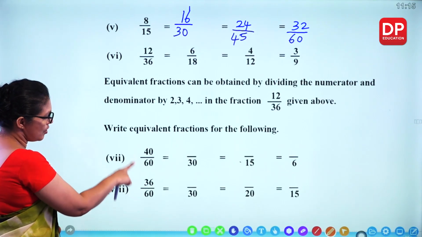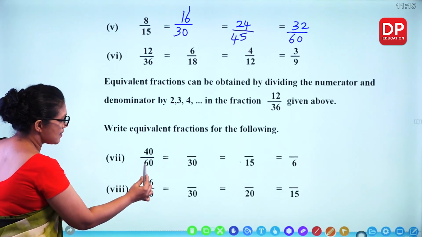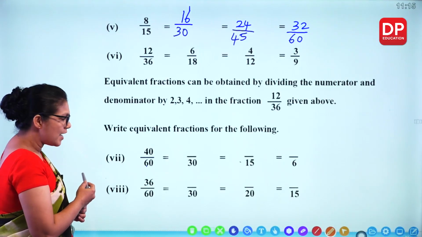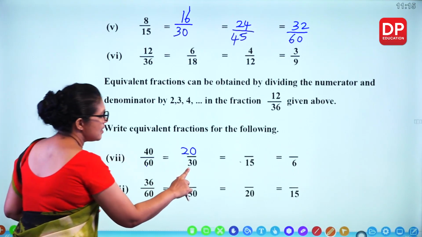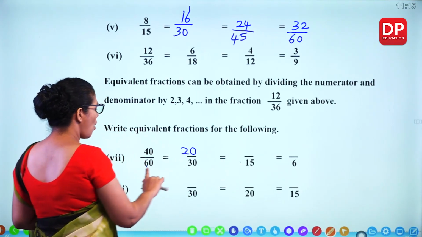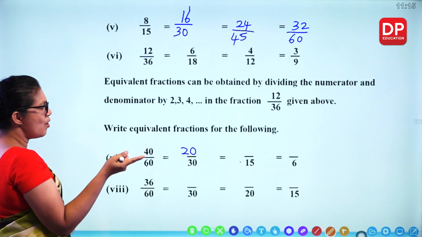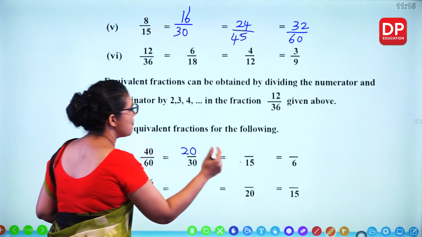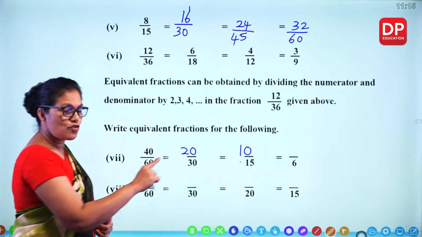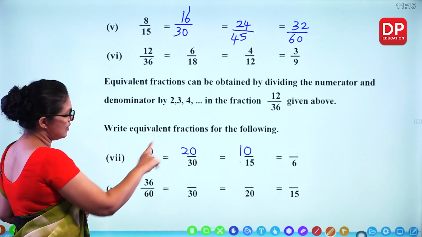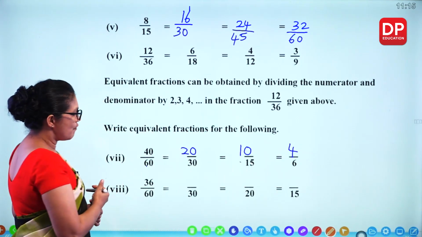Now, try these two and get these equivalent fractions. 60 to 30, divided by 2. 40 divided by 2, you can write 20. 30 divided by 2, or from here also you can go to this one. 60 divided by 4, you get 15. 40 divided by 4, you get 10. Or from here, just divided by 2. Here to there, divided by 10. 40 divided by 10, you get 4.